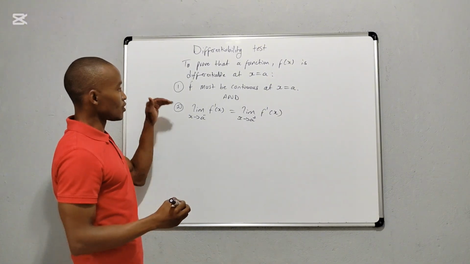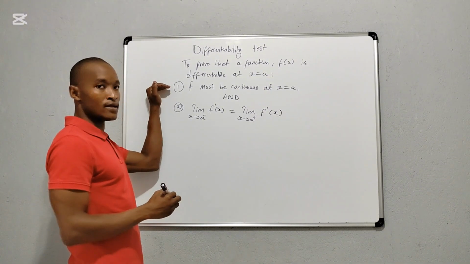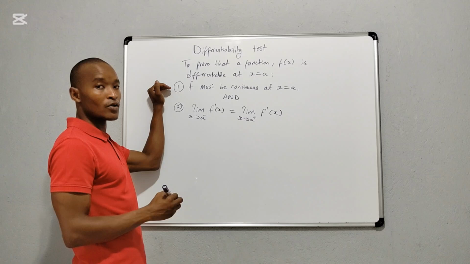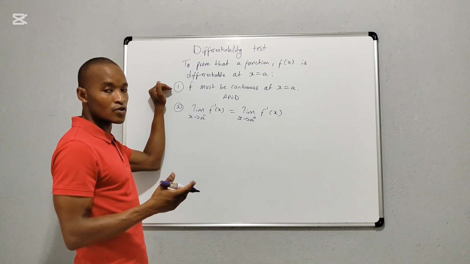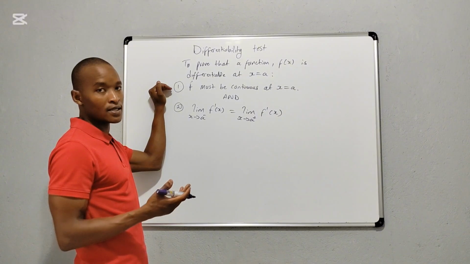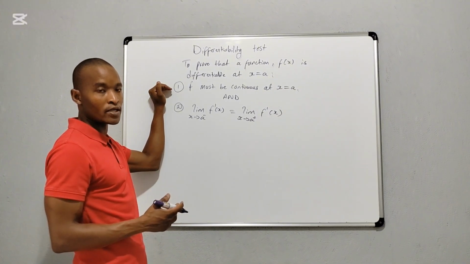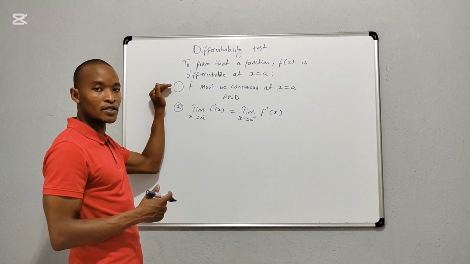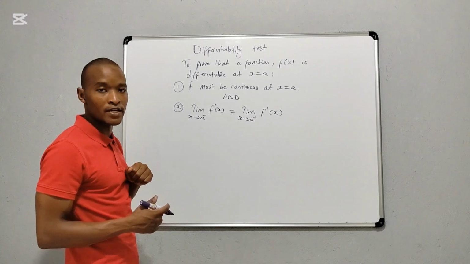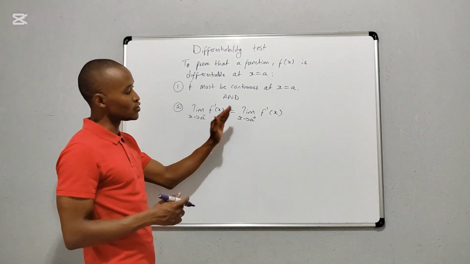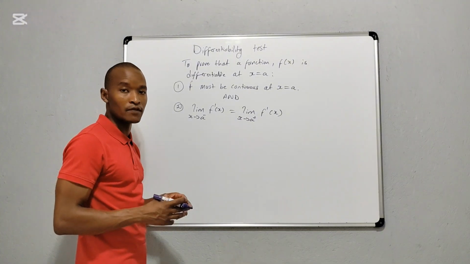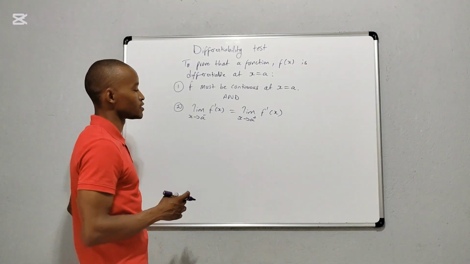Okay, so the condition is that f must be continuous. So we can guess if f is not continuous at that point, definitely it won't be differentiable at that point. So this is a primary condition for this differentiability test. Okay, so this is what we need to work with when we work with differentiability of functions.